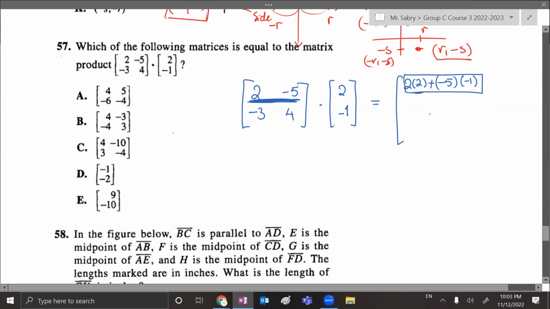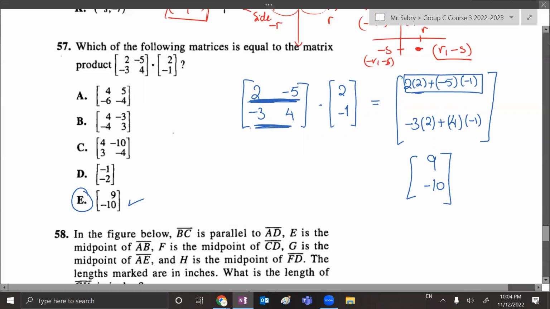Now, if I want to get the lower number, I'll take the second row with still the first column. So negative 3 multiplied by 2 plus 4 multiplied by negative 1. Are there any other columns? No, there are no more columns. So my answer will have only one column. That's all. I'll just calculate those. 2 times 2, that's 4. 4 plus 5, that's 9. And then negative 3 times 2, negative 6. Negative 6 plus negative 4, that's negative 10. So it's 9 over negative 10, which is E right away.